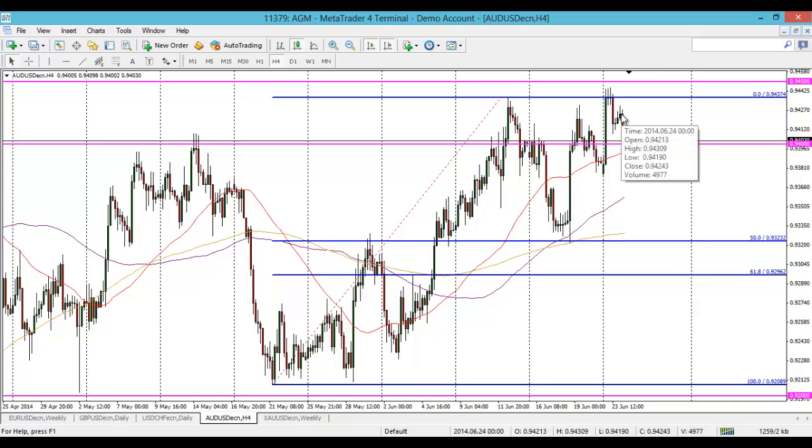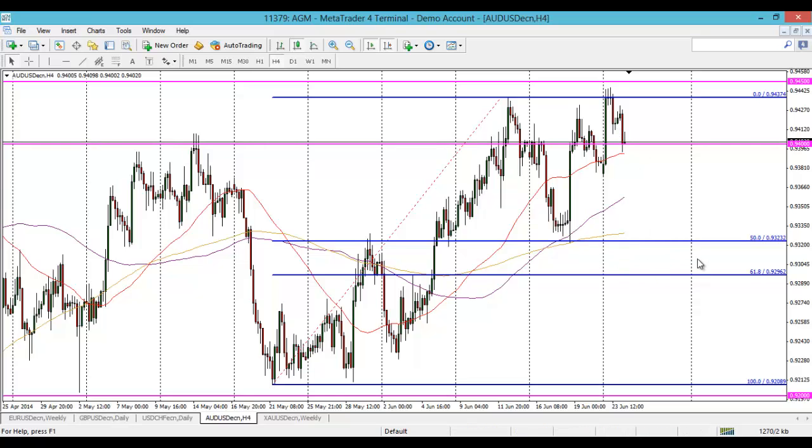And interestingly, we have closed below. So do keep this in mind, because it could keep on retracing back down. We could get another test off of this big 50% level. So keep an eye out on that. But that's pretty much it in terms of Aussie.